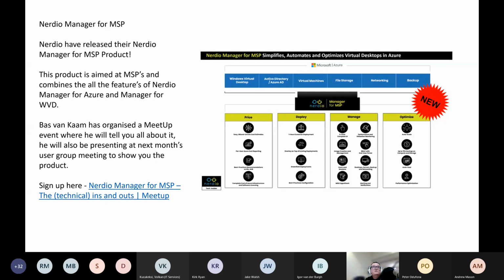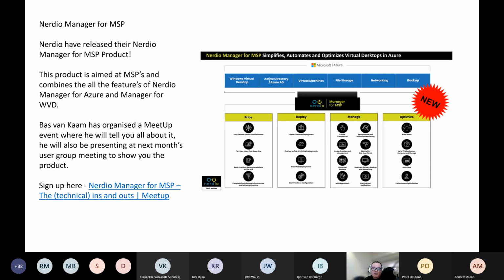And we've also got Nerdio Manager for MSP, which has been released as part of NerdioCon last week. Nerdio Manager for MSP is a combination of two products. Nerdio have two products: Nerdio Manager for Azure, which is general Azure stuff, and Nerdio Manager for WVD, which is obviously focused on Windows Virtual Desktop. They've essentially combined all those products into one, which means you can manage everything from one product in your whole solution.